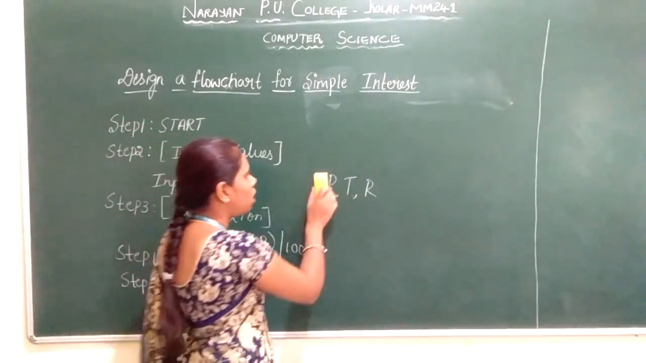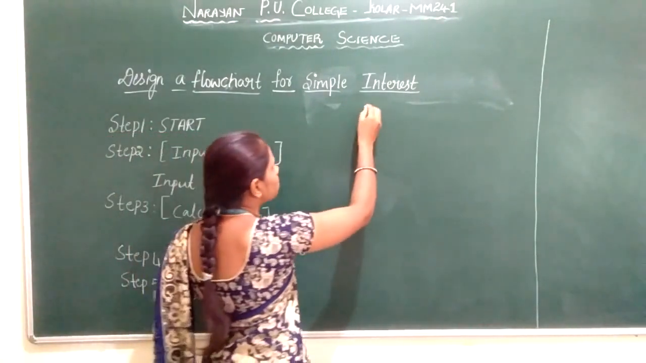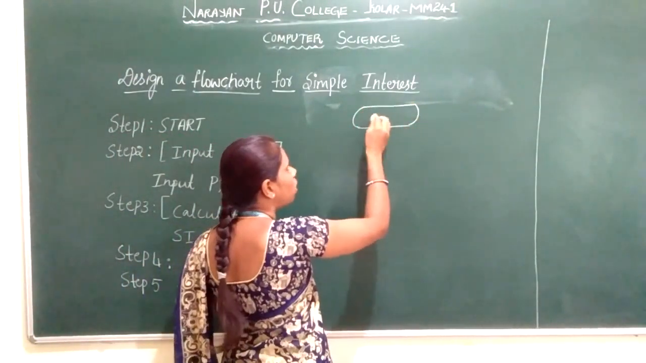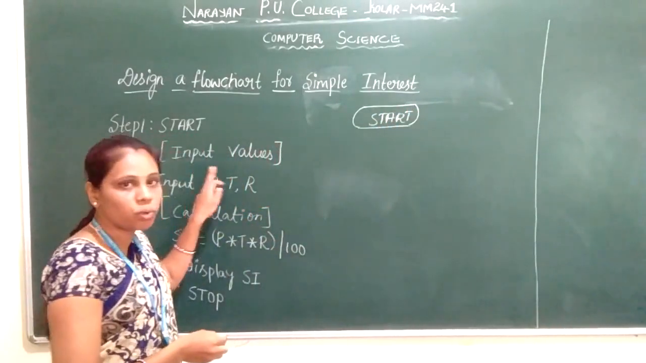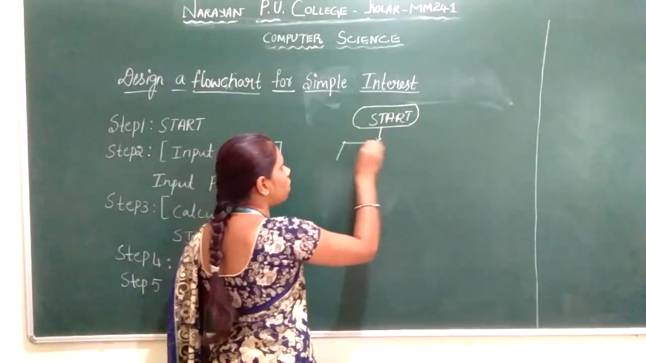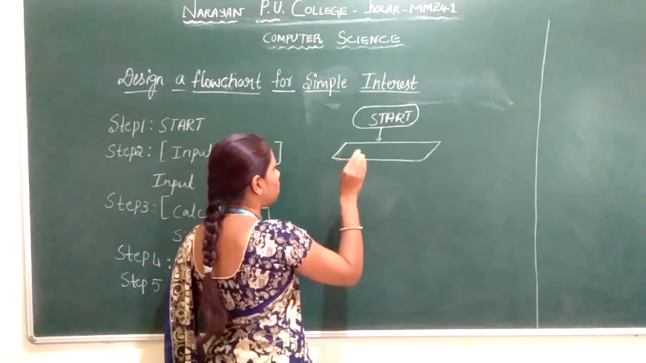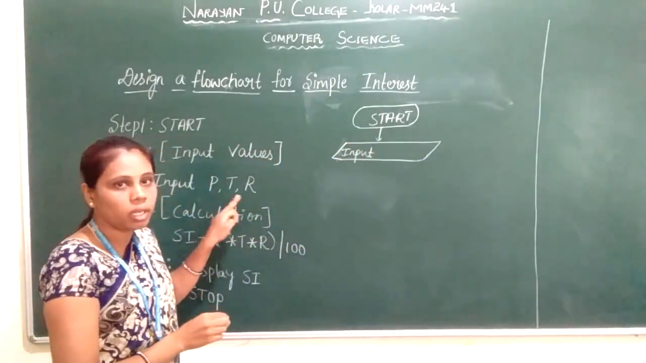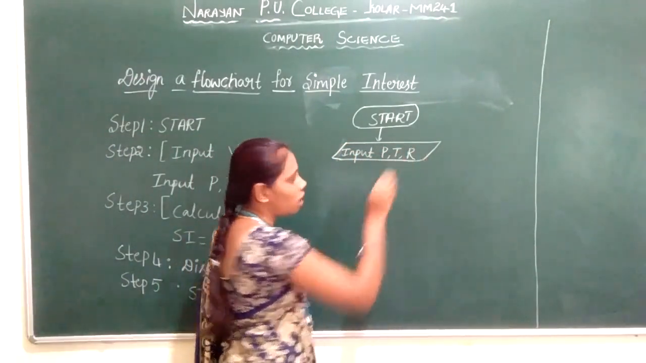Next we will design the flow chart for simple interest. See, what is the first step? First step is start. For start or for beginning the flow chart, we use a symbol called oval. So start. Next is the input value. So we are going to input the values. For input we use a symbol called parallelogram. So parallelogram, input. What is the input? P, T, R. Input P, T and R.